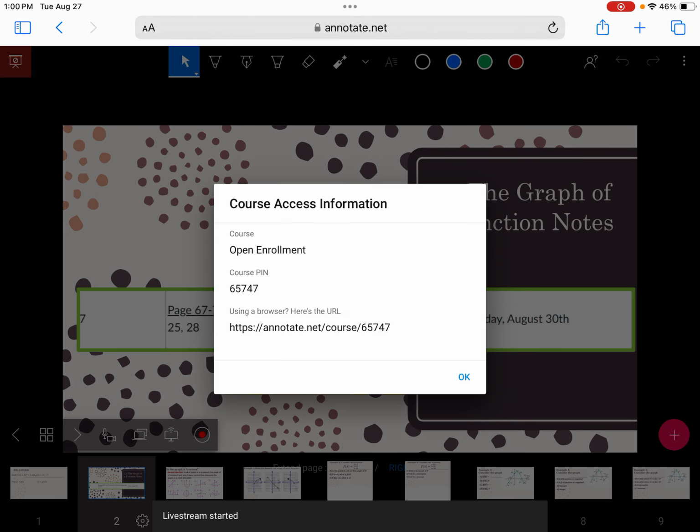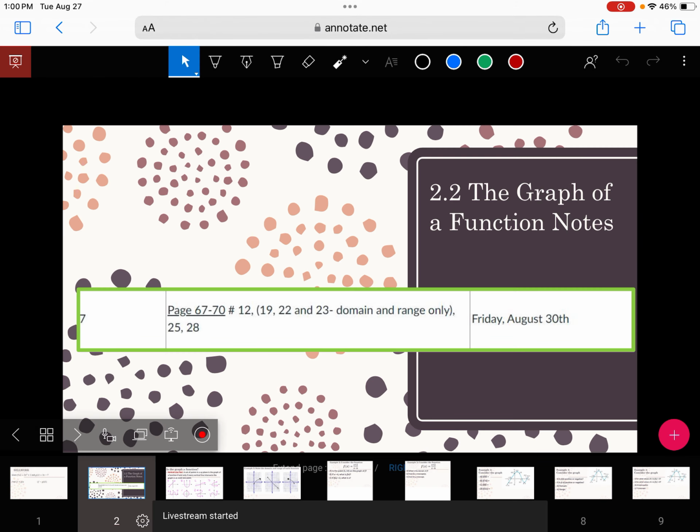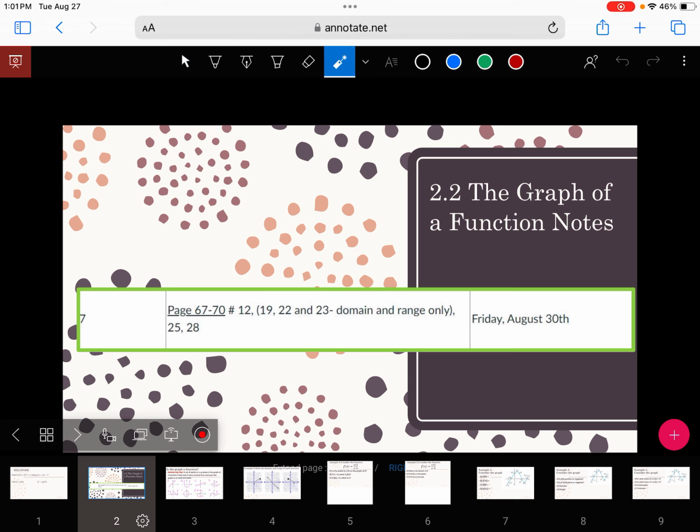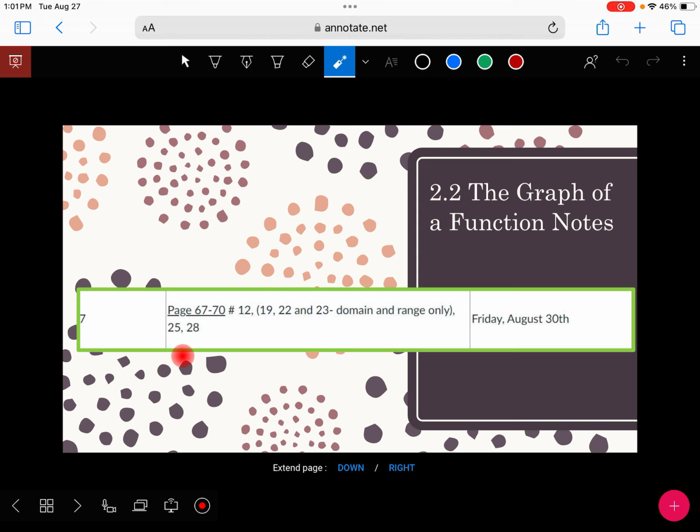So if you're titling your notes, the title of your notes for 2.2 is the graph of a function. So it's called the graph of a function, and this homework is due Friday. This homework is only 5 questions, though. It's 1, 2, 3, 4, 6 questions. And for numbers 19, 22, and 23, all you have to tell me is the domain and range.